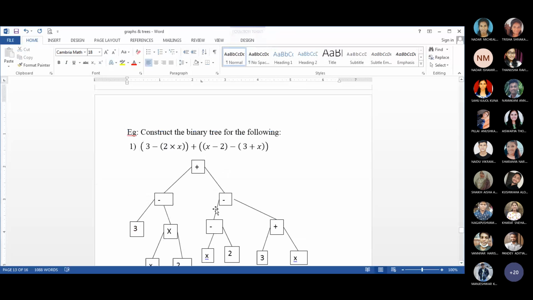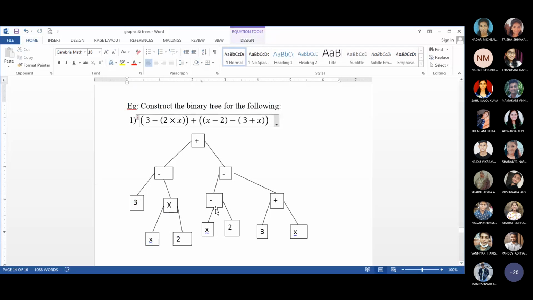So we have to consider the binary tree for the given equation. So what we have is the equation 3 minus 2 into x plus x minus 2 minus 3 plus x. I had drawn the diagram beforehand, because drawing this type of diagram takes some time, so I didn't want to waste the time just by drawing the diagram.